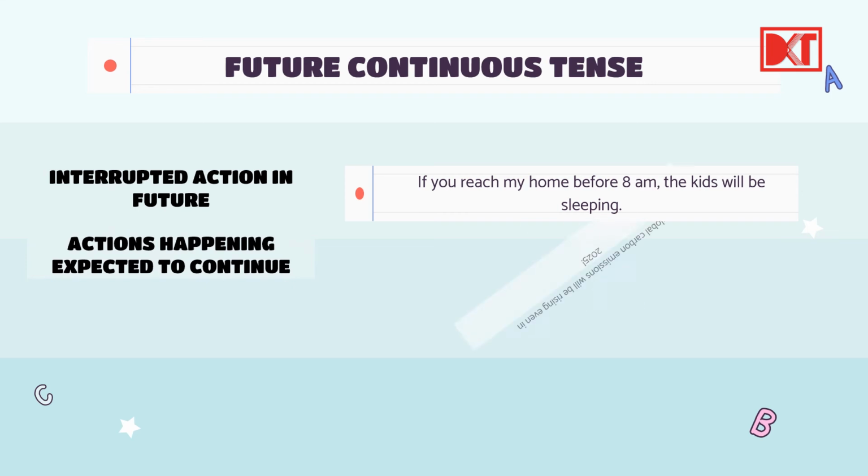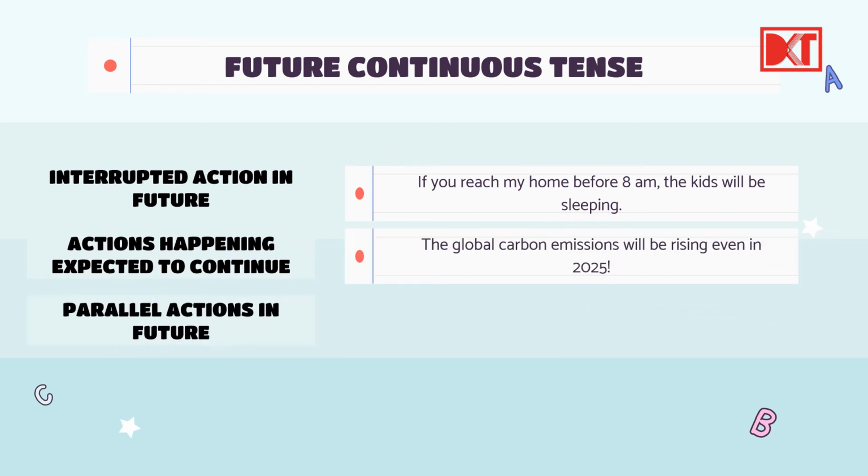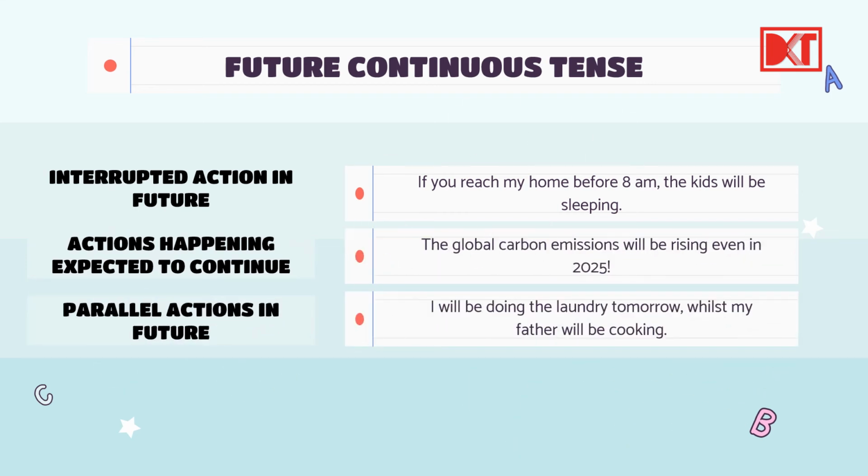Okay, so here we have the future continuous tense and its uses. We saw how it is formed. Let's see its uses. Like to tell about an interrupted action in future. If you reach my home before 8 a.m., the kids will be sleeping. Right. Then actions happening now, expected to continue, which means the actions which are happening right now and are expected to continue. Like the global carbon emissions will be rising even in 2025.